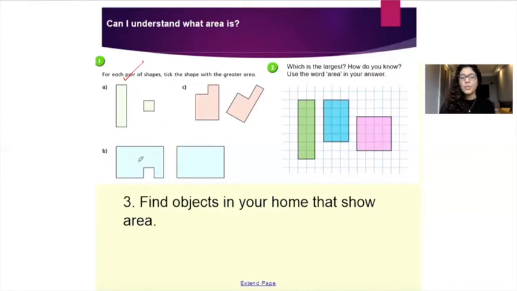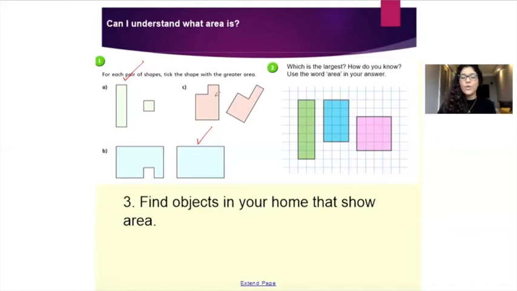Part B, which would have the greater area? This shape or this shape? Tick your answer now. I would tick this one. And the reason why I would tick this one is because this shape here has a square cut out, so that's already made its area a little bit smaller, whereas this doesn't have anything cut out, so you know it's going to have a greater area.